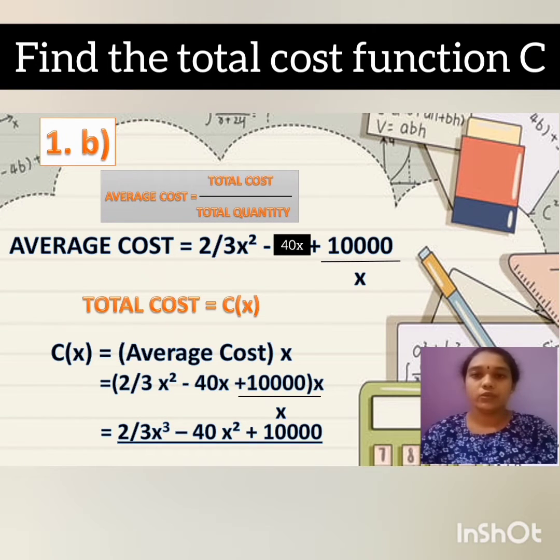Question 1b. We know that average cost is equal to total cost divided by the total quantity. From the question, we know that the average cost is equal to 2 over 3x square minus 40x plus 10,000 divided by x. If we want to find the total cost, we need to multiply the average cost and x. So, we can get the answer, which is 2 over 3x cube minus 40x square plus 10,000.